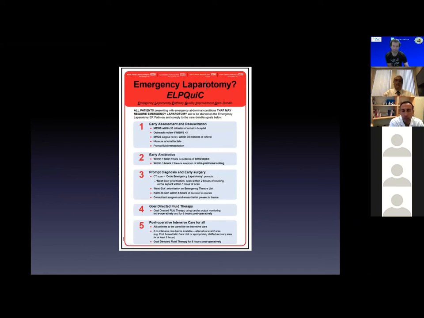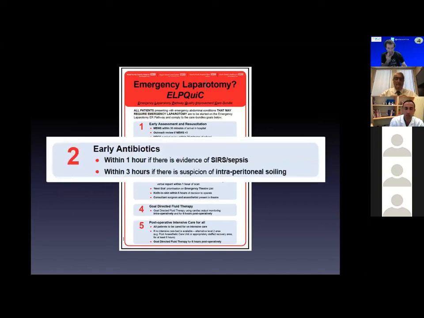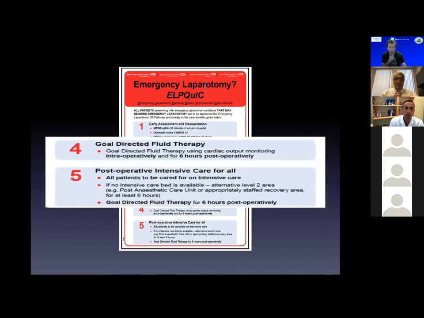LP Quick, which was part of the NILA group, put together a bundle a couple of years ago, which had the early assessment and resuscitation, early antibiotics within 1 hour if there is evidence of sepsis, prompt diagnosis with a CT scan, and having the patient to OR as early as possible with a senior attending or consultant present, and admitting all patients to ICU afterwards.